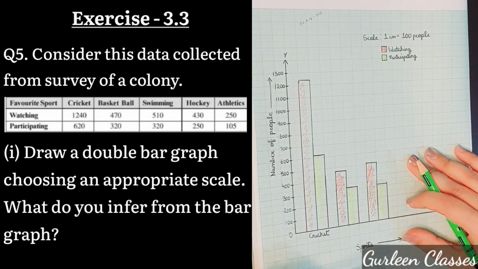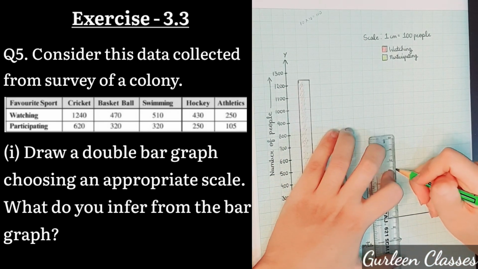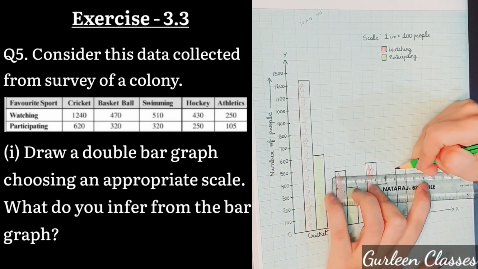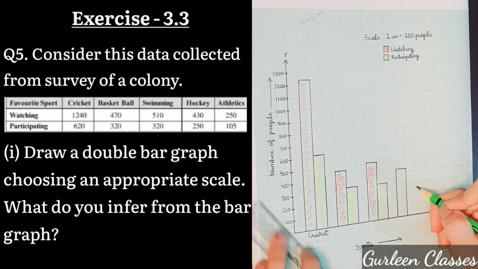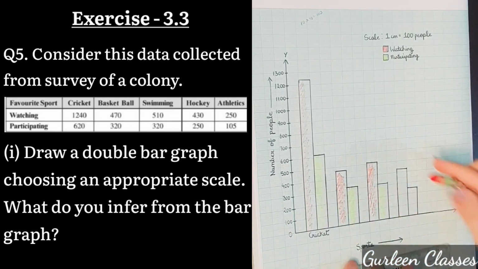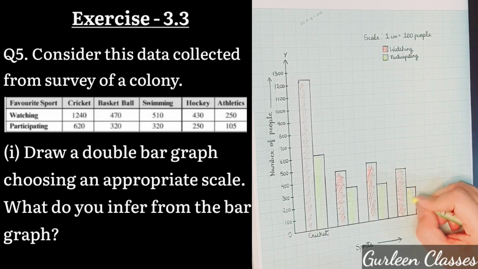Next game we have hockey. Hockey 430. So mark a point and draw a straight line at 430, and participating 250. So 250 will lie between 200 and 300. Using a scale, draw a straight line and now color watching red and participating yellow.